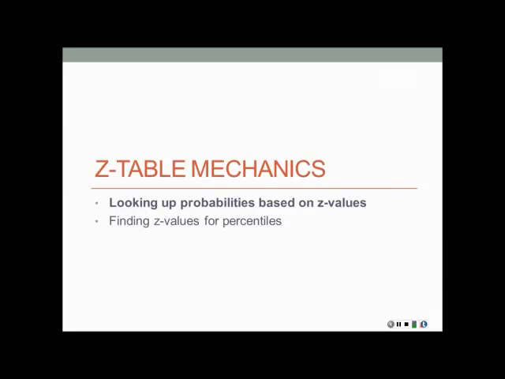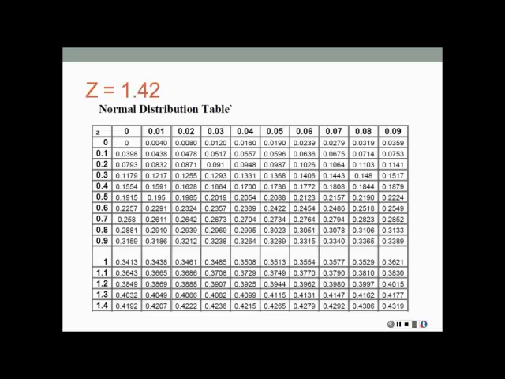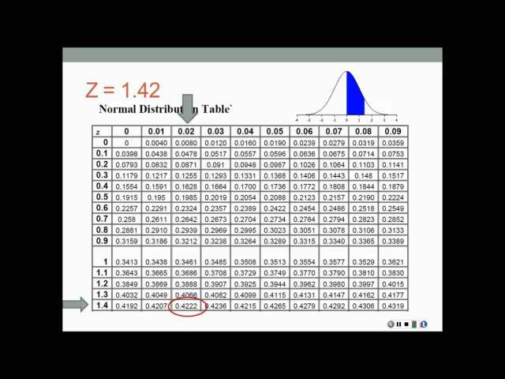Okay, so in this video we're going to look at the mechanics of the z-table, particularly right now the looking up of probabilities based on z-values. So let's say we obtain a z-value of 1.42. Go down the left-hand side to 1.4, and on the upper side of the chart go over to 0.02. Get the intersection, and you have 0.4222. You can look at the graph at the upper right. You can see we are going from the mean to a point that's 1.42 standard deviations above the mean.